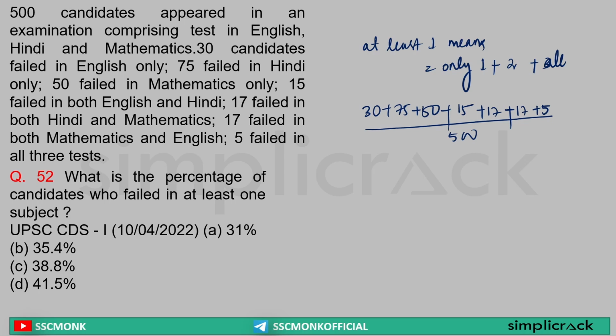Yes or no? Yes. So the total is 155 plus 15, that is 170, plus 5 is 175, plus 34, that is 209 by 500 into 100%, the zeros crossed out. 5 fours are 20, 5 ones are 5, and 4 and 5 eights are 40. So the answer is 41.8. So the answer is option D. Clear? Because they failed in at least one.